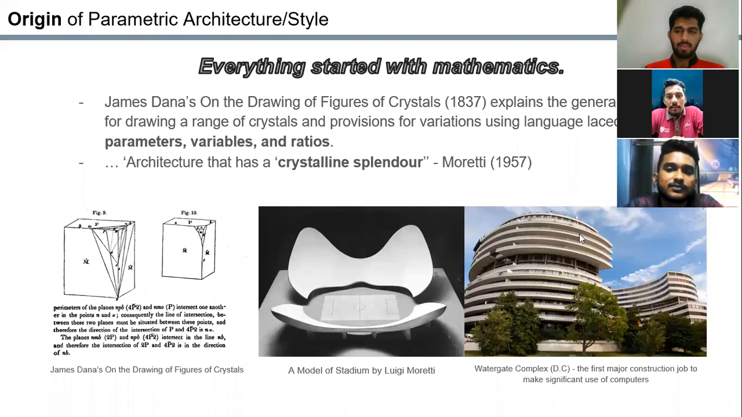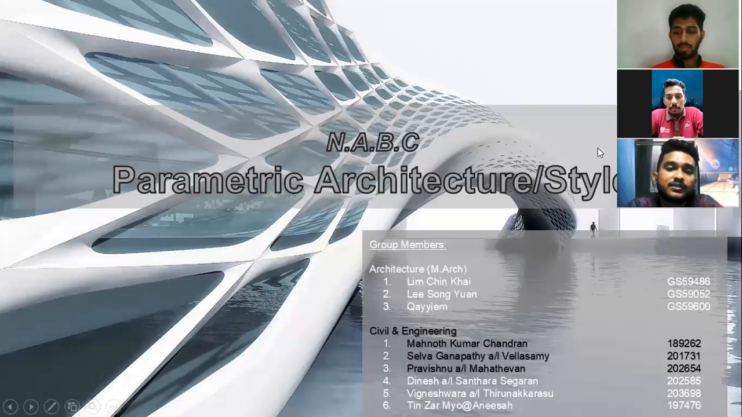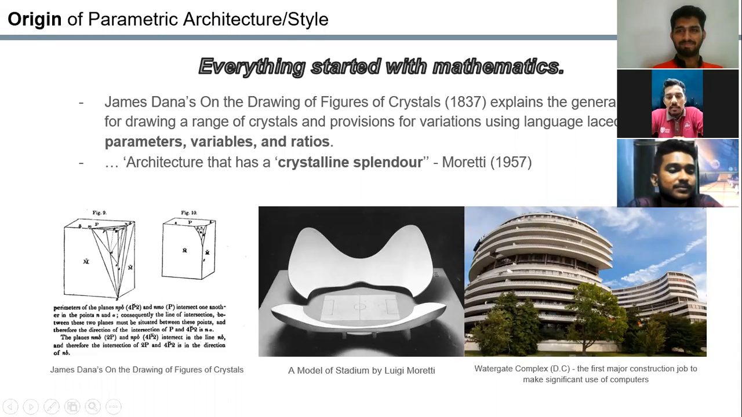Firstly, I'm going to explain the origin. Parametric here is something related to mathematics, and as shown in the picture, James Dana, in the drawing of figures of crystal, explained the general steps for drawing a range of crystals and provision for variation using language laced with parameters, variables, and ratio. Moretti also explained that architecture that has a crystalline splendor is also a sort of parametric architecture or parametric style. So the three images below are regarding the parametric style.